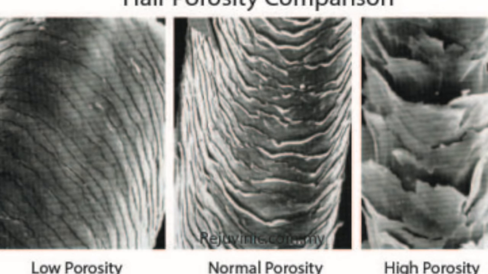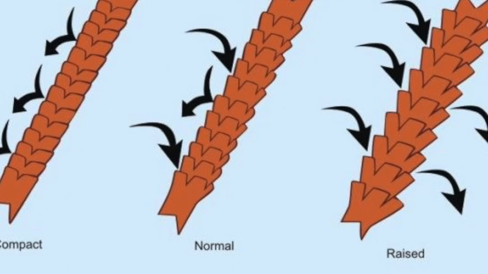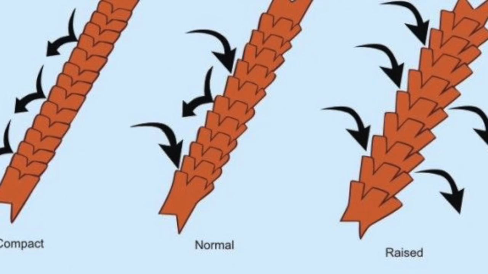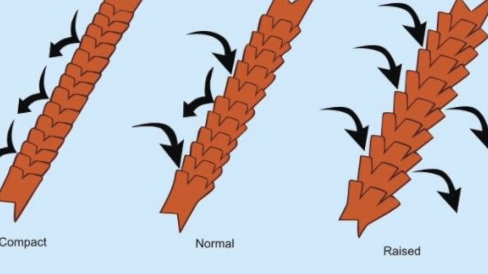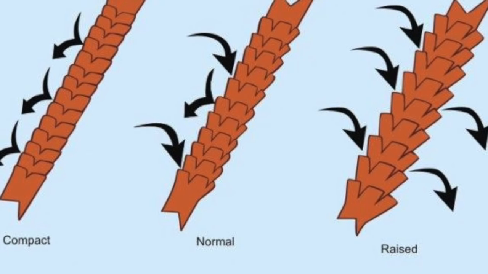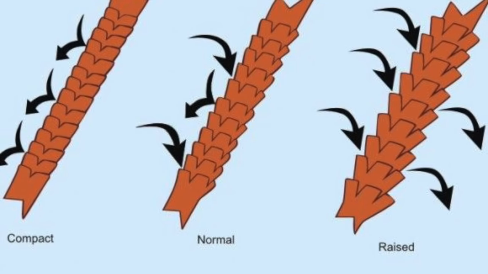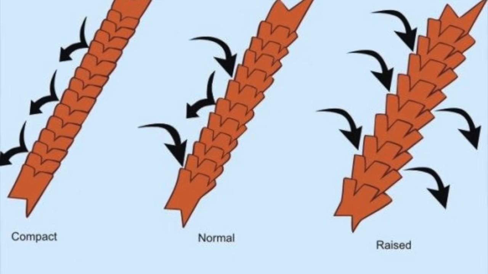Normal porosity hair is somewhere in the middle, but I'm going to talk about high porosity hair. So myself and a lot of you, we have high porosity hair. So the cuticle or the fish scales are all raised, and that makes the hair very porous, hence the name. And so moisture and products get absorbed into the hair shaft very easily, but they also leave the hair shaft very easily.